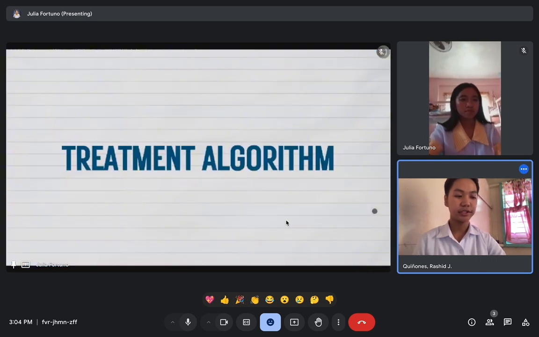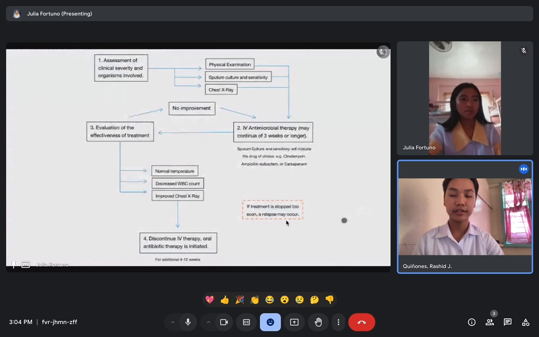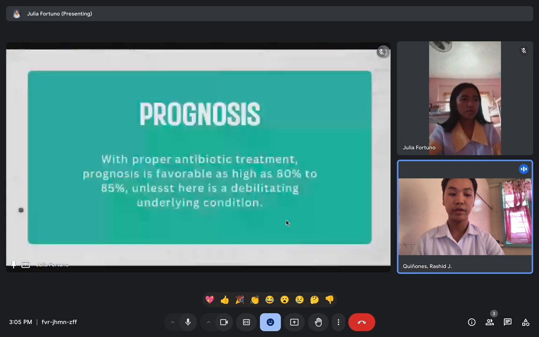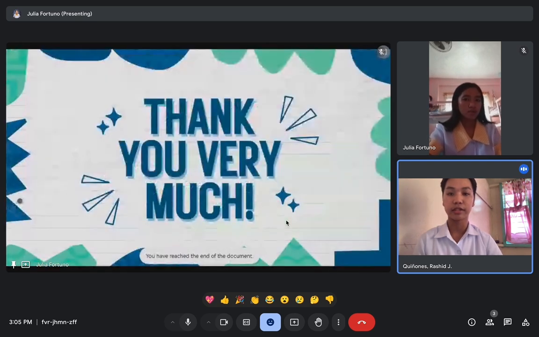So next, for the surgical intervention, surgical intervention is rare. In cases of massive hemoptysis, or the vomiting of blood, or no response to medical treatment, lobectomy is performed, and this lobectomy is a removal of a lobe in the lungs.